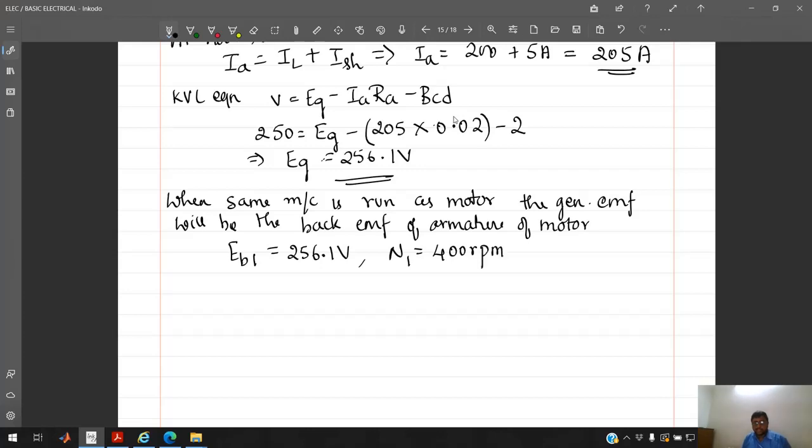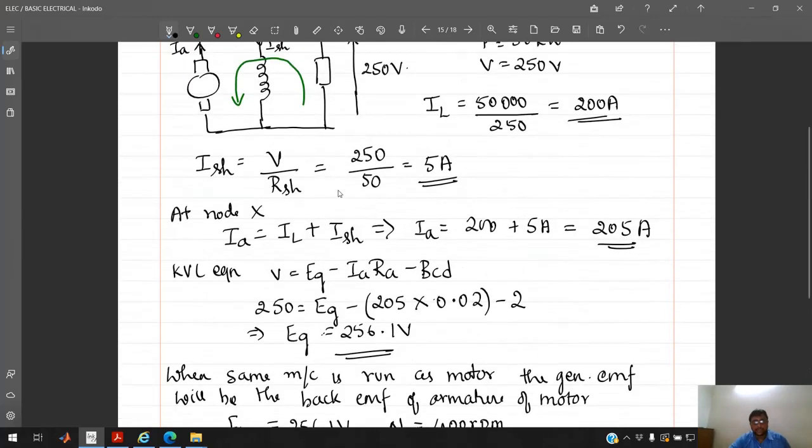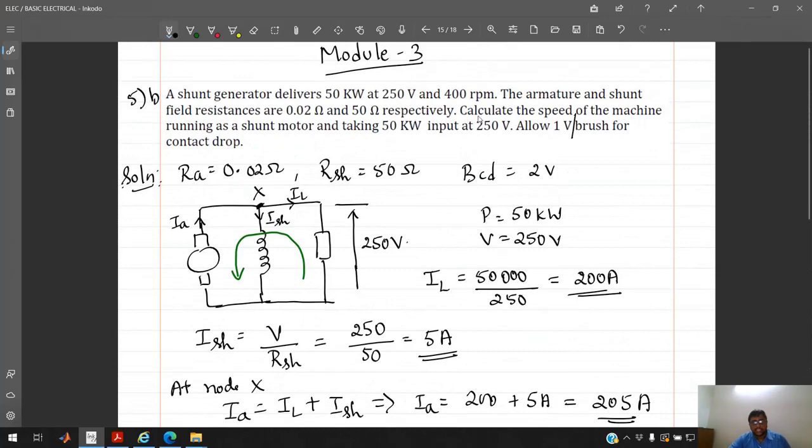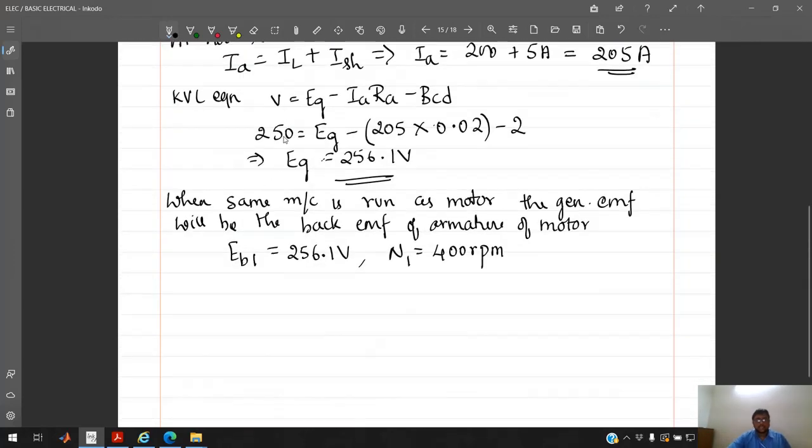So the first half of the problem we have solved, but again we need to calculate the speed of the machine when it is run as a shunt motor. Now when it is run as a shunt motor taking the same power, that is case 2, a DC motor, how does it look like?